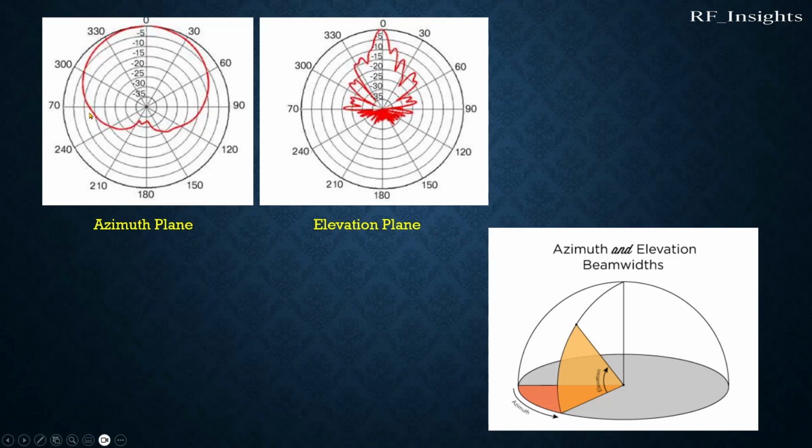So the combination of these two basically defines the antenna pattern in all directions and at all elevation and azimuth angles. Here you can see a better explanation of the azimuth plane, which is a sweep around the horizon, and the elevation plane, which is a sweep around the vertical axis.